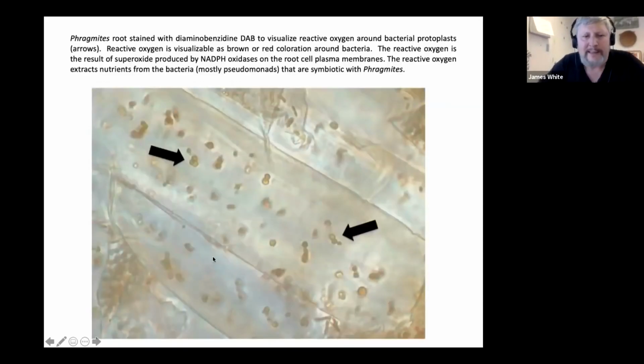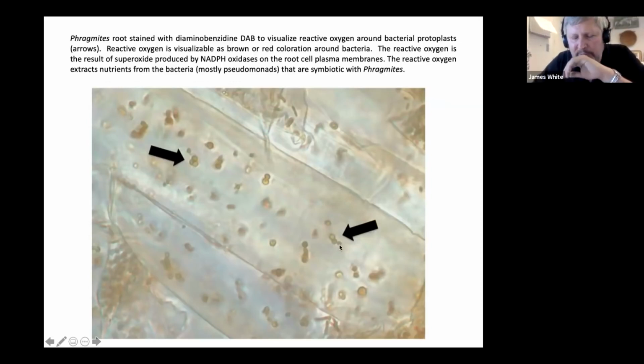This is what they look like inside the cell. Now, this is a root epidermis cell. This is of Phragmites again. And you can see these black arrows, they're showing the bacteria inside. And you can see they're replicating in there. They are replicating inside that cell. The smallest ones are the youngest ones. The oldest ones are the biggest ones.